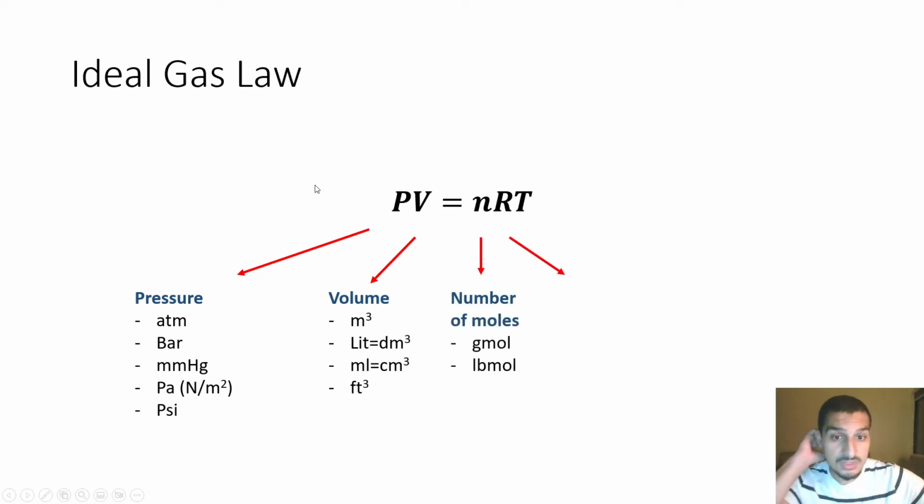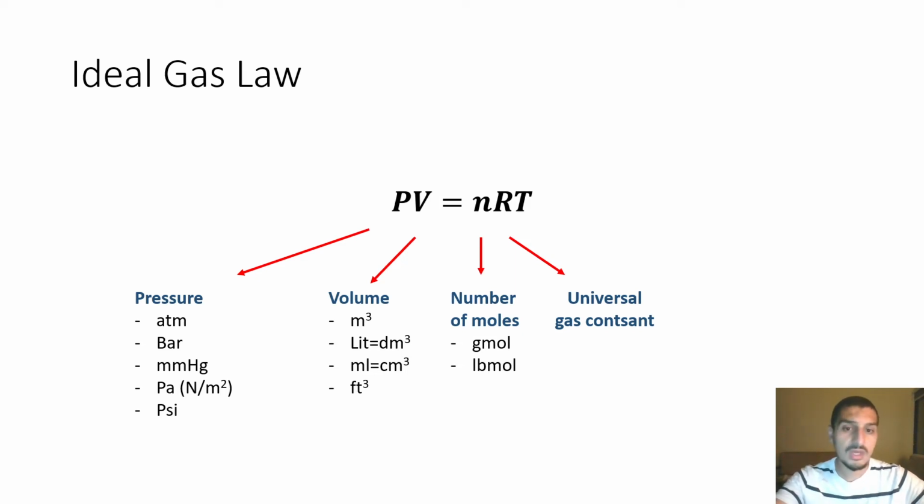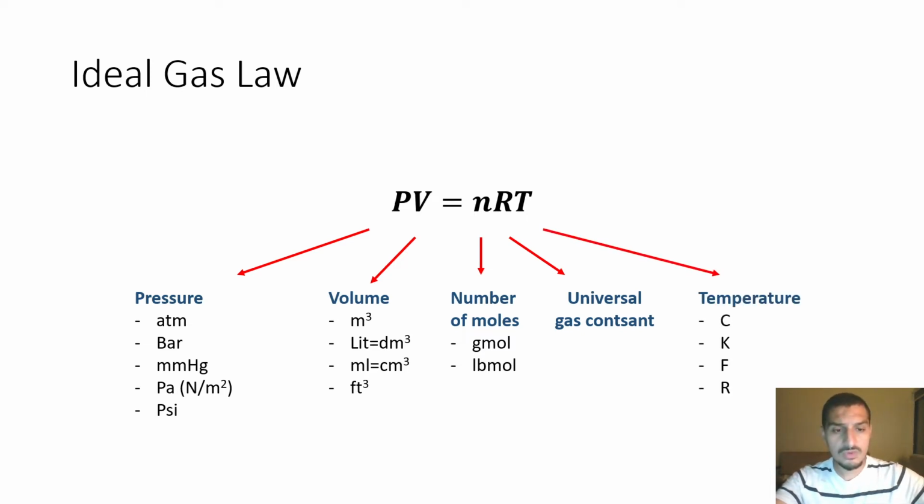R is the universal gas constant, which has many values depending on the unit that you're using. There is 8.314 if you're using joule per mole Kelvin. There is 0.082 if you're using liter atmosphere per mole Kelvin, and so on. And for the temperature, it's Celsius, Kelvin, Fahrenheit, Rankine, and so on. So this is the ideal gas law, and as you see, I apply here the total pressure, and n is the total number of moles.